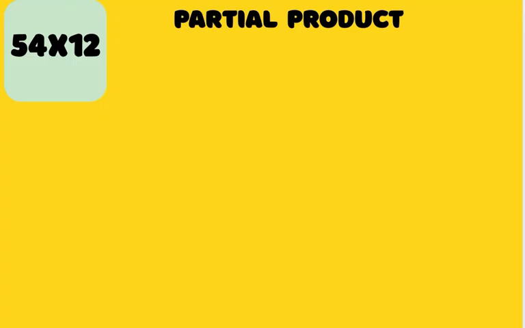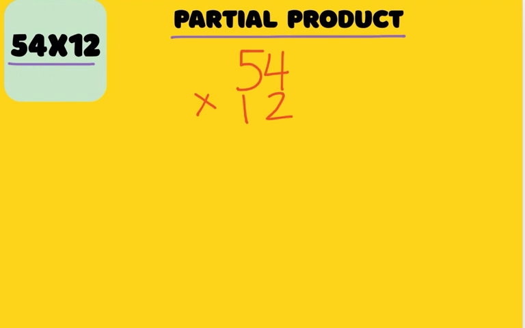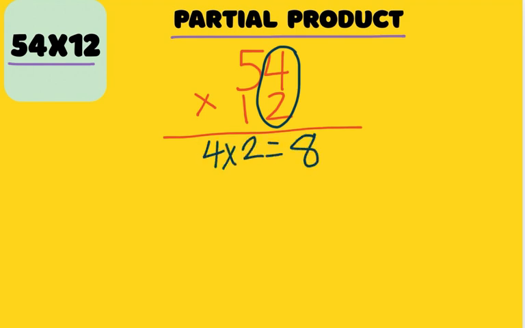and let's begin. So we have 54 times 12, or 54 groups of 12, using the partial product strategy. Right now, it is currently written horizontally, so we want to restack them vertically to solve. Beginning in the ones place, we have 4 times 2, which gives me the partial product 8.